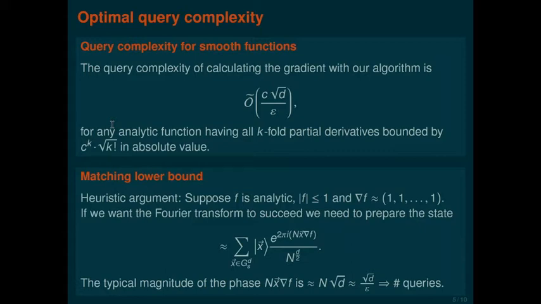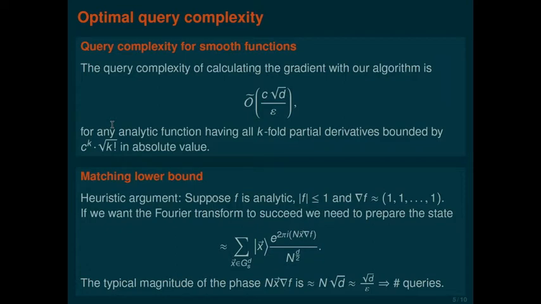So gradient f is almost all the ones. So this is just the sum of the coordinates of x. And by the central limit theorem, the typical value of the absolute value of the sum of these coordinates is just square root d. And n, that was basically 1 over the precision. So the number of digits I can read out. So this translates to epsilon. So I need square root d over epsilon queries.